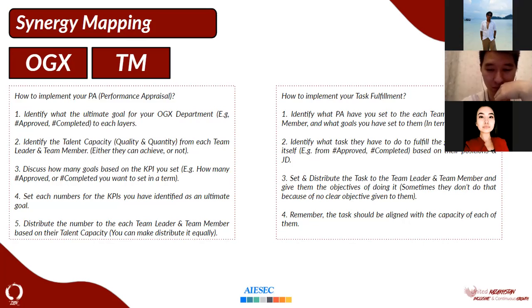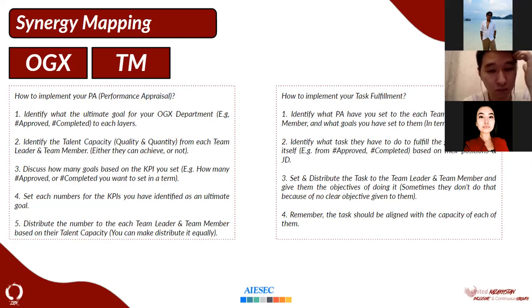Second, how to implement your task fulfillment. Again, identify what TA you have set for each team leader and team member, and what goals you have set for them in terms of numbers, for example for OGX and TM. Second, identify what tasks they have to do to fulfill the goal from the PA itself, for example approved and completed, based on their position and JD. You need to think about the distribution of the numbers based on their position and capacity, and then set and distribute the task to the team leader and team member and give them the objective of doing it.